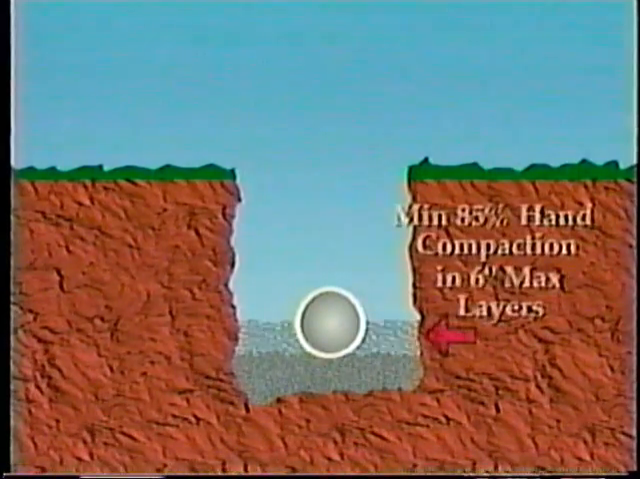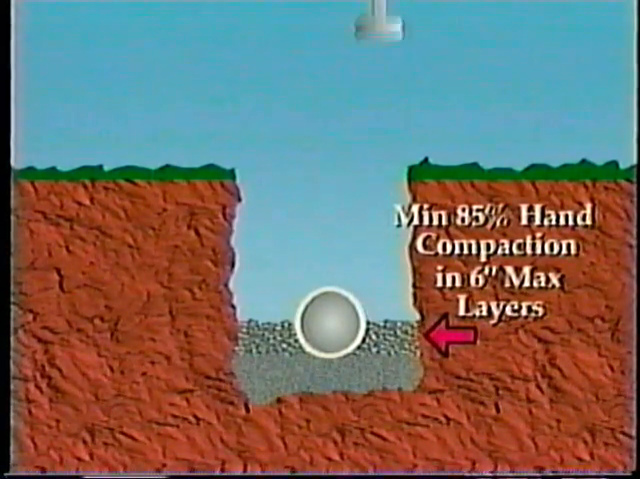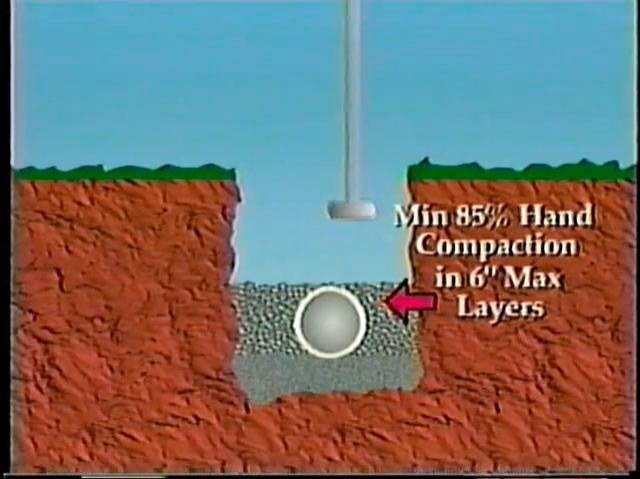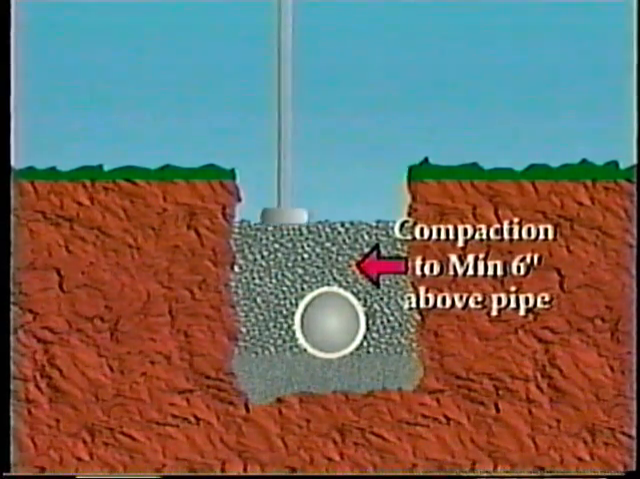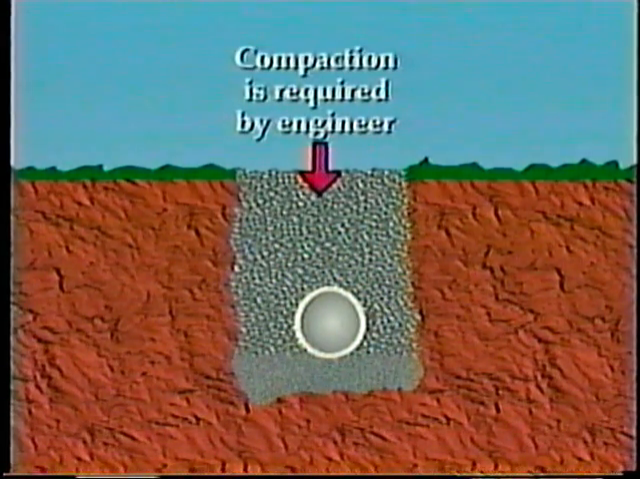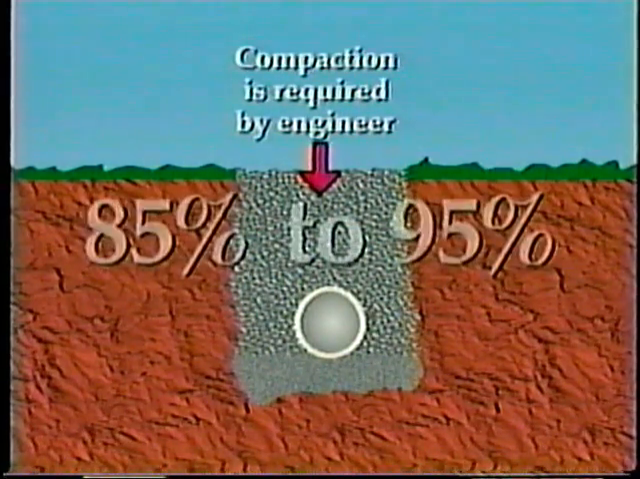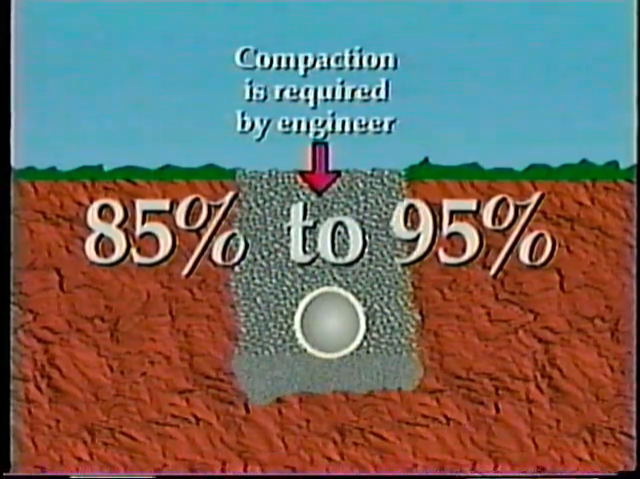Compaction in 6-inch maximum layers is required to the spring line of the pipe. Compaction around the pipe must be done by hand and rigidly controlled. As we noted earlier, the trench width must be wide enough to allow for this compaction. Depending on the type of soil, a minimum density compaction can range from 85% to 95%.